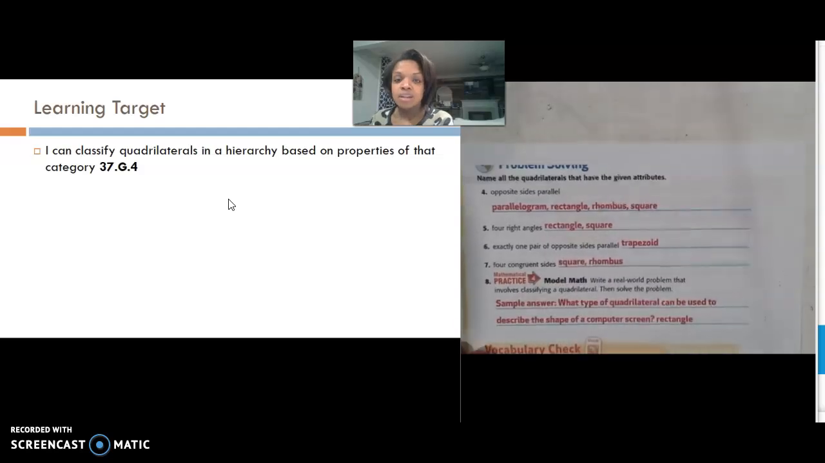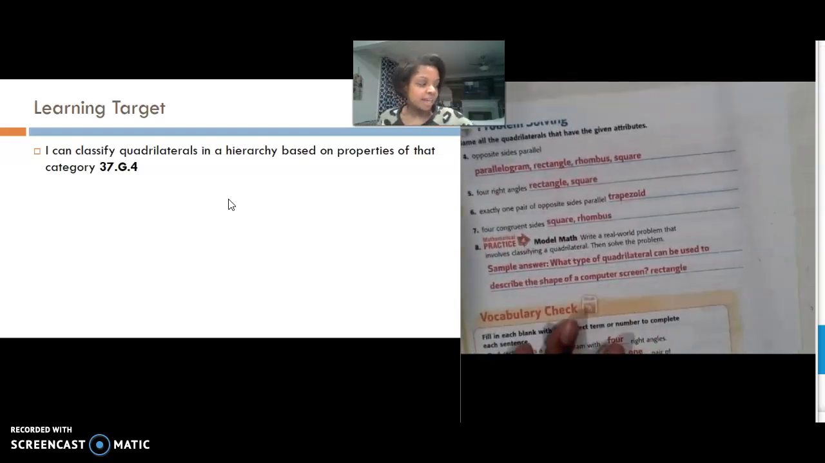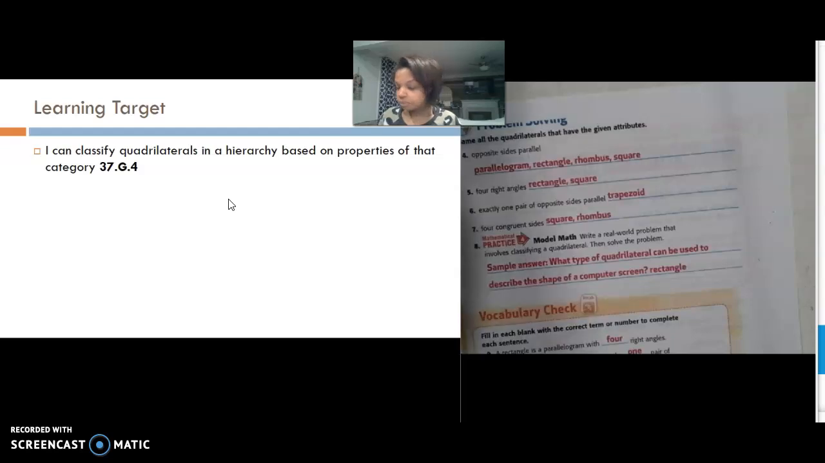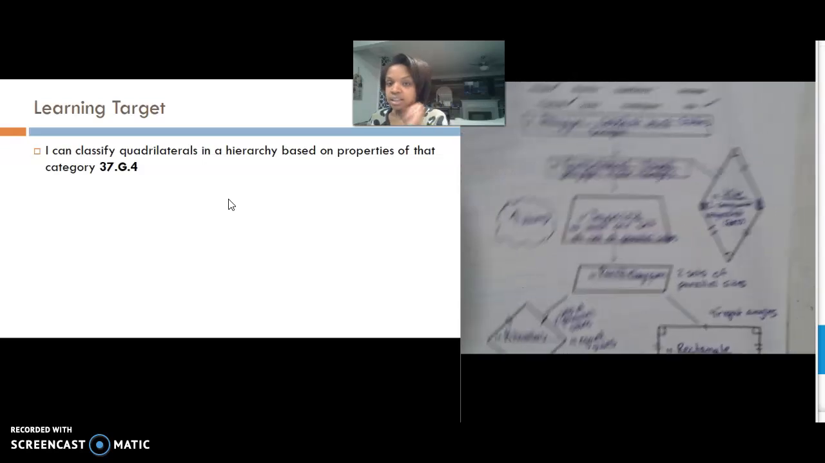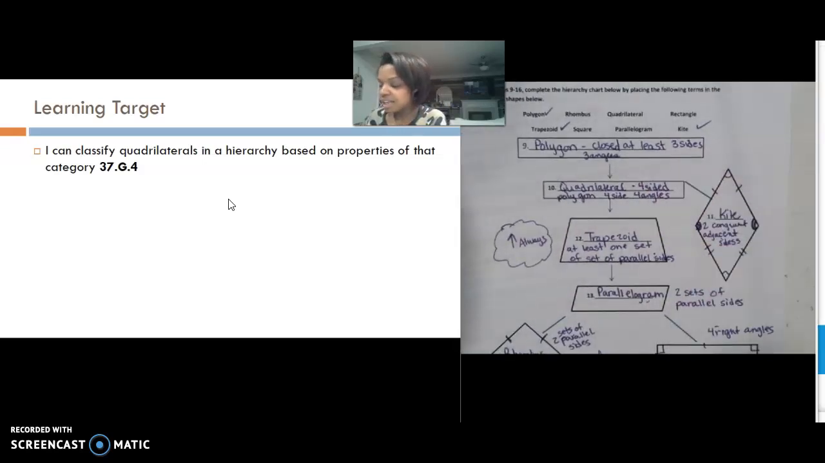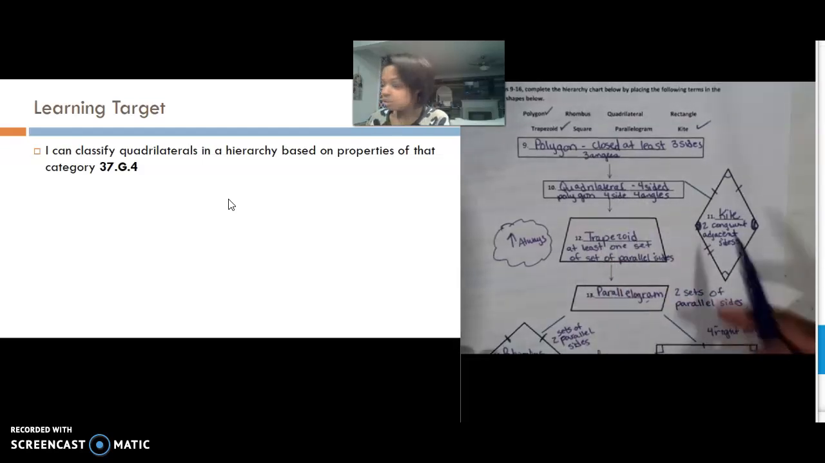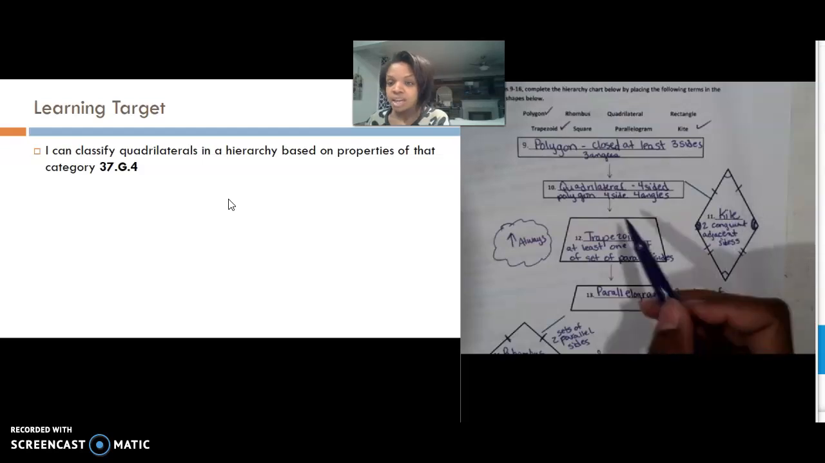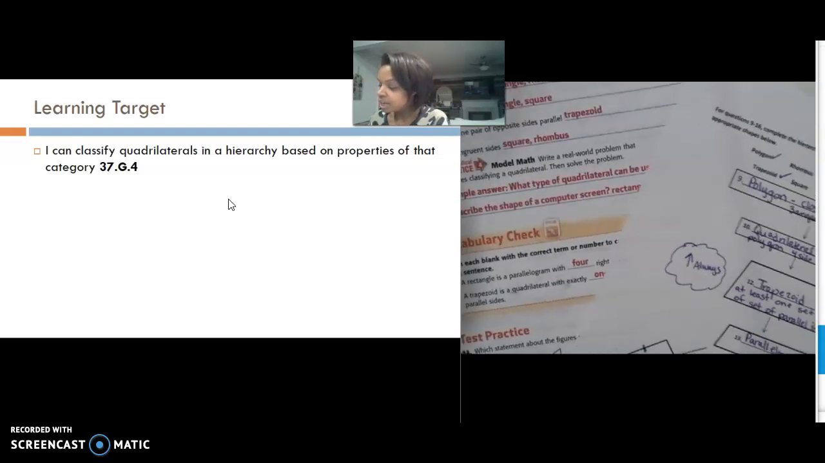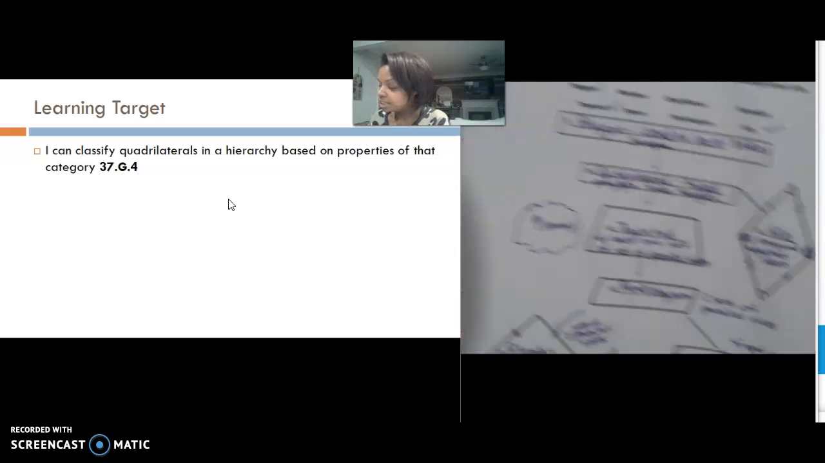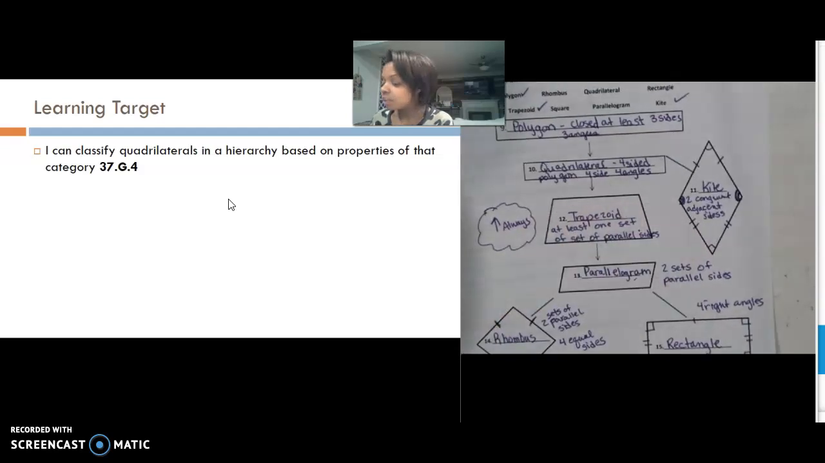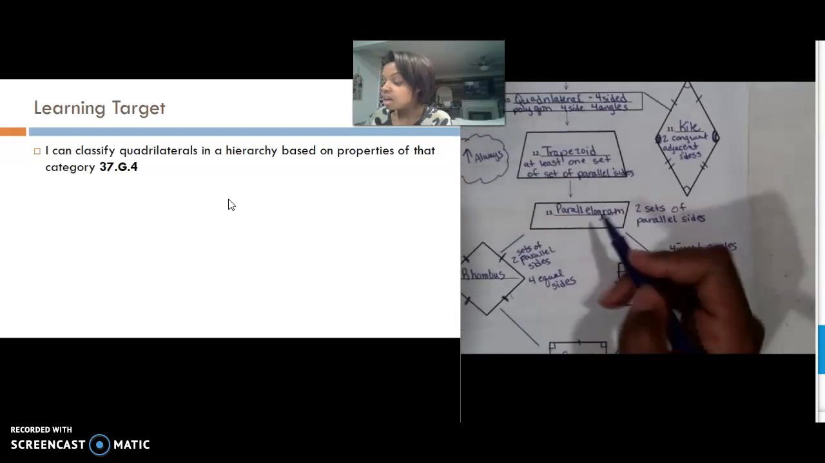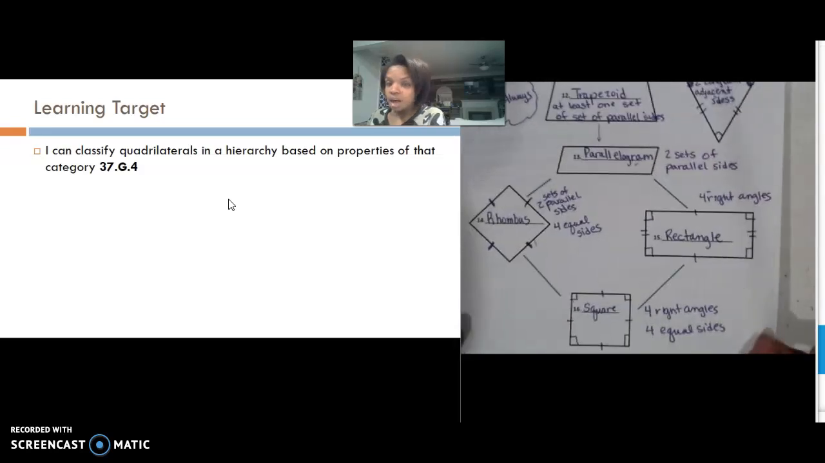Opposite sides are parallel. So what if we look back at our hierarchy, it says opposite sides are parallel. So let's look. For a polygon, it doesn't have to have opposite parallel sides. For a quadrilateral, it doesn't have to because a kite doesn't have opposite parallel sides. A trapezoid has only one set of parallel sides. It does not have both as opposite, so that would not be both opposite parallel sides.